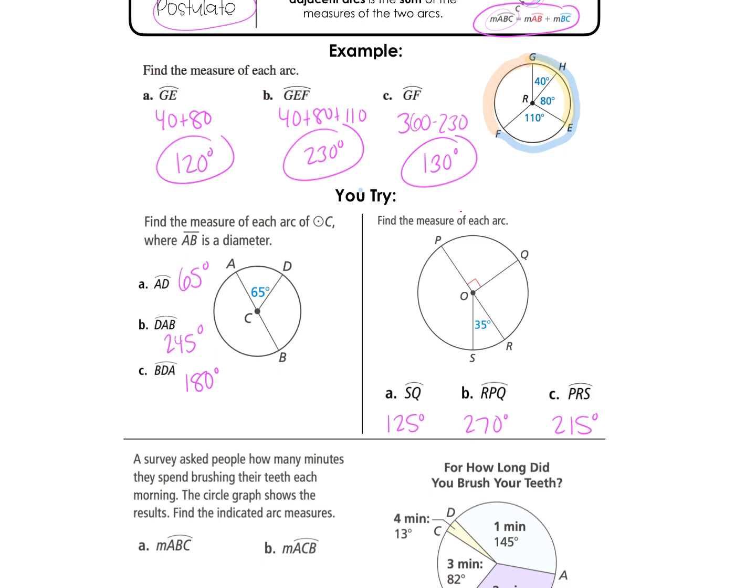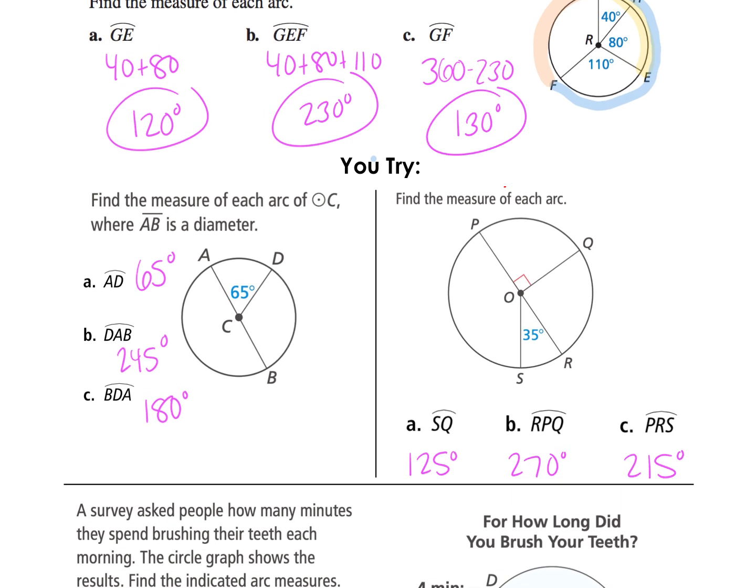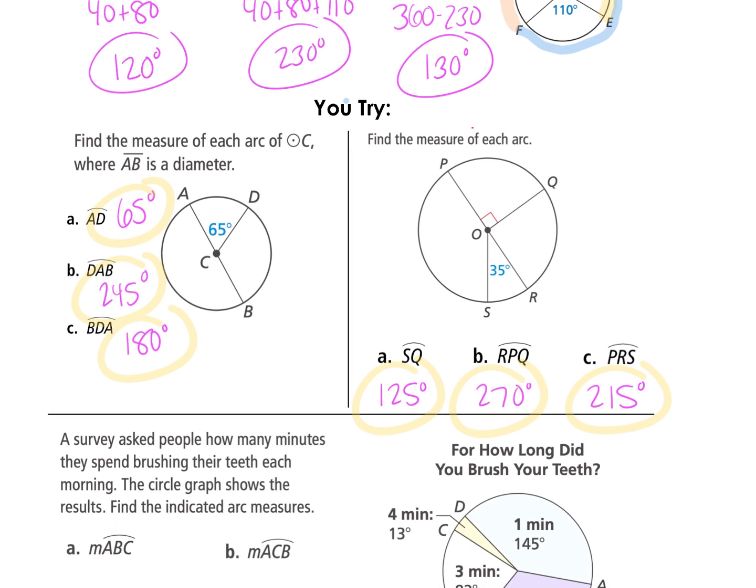So here are the answers. I added them to the paper so you can check them. Hopefully you got them right. If not, hopefully you can figure out why at some point, either now or later. I got 65 on this one, 245 degrees on the second one, and 180 on the third one. And then this Try, I got 125 degrees, then 270 degrees, then 215 degrees.